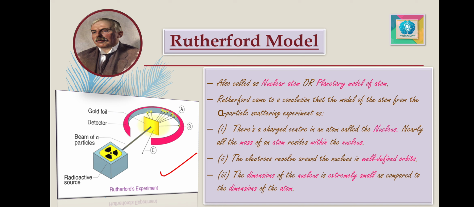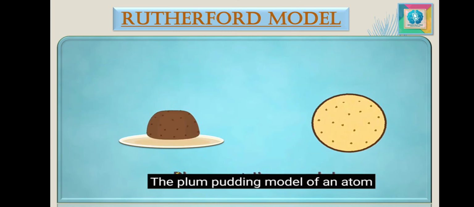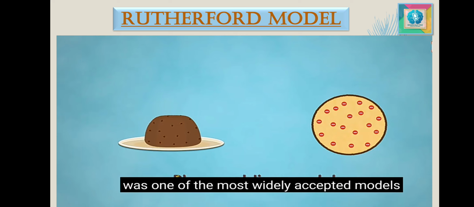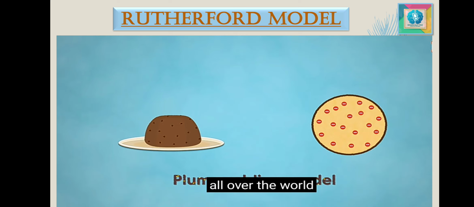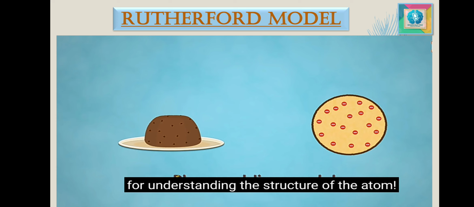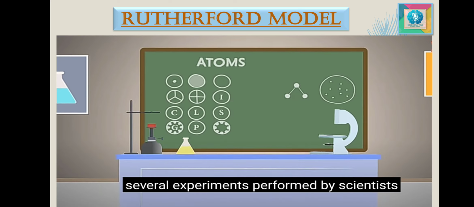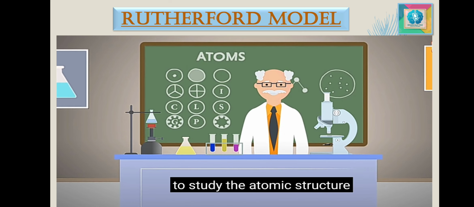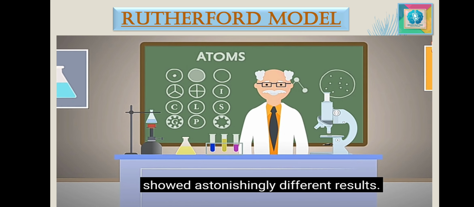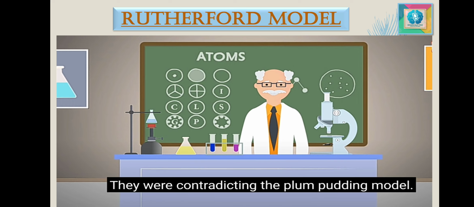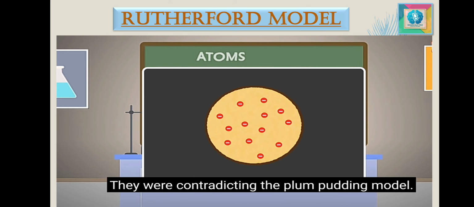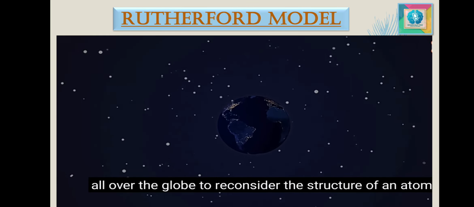So moving ahead, I am going to share with you all a 3D view of Rutherford's gold foil experiment. Thomson's plum pudding model was one of the most widely accepted models all over the world for understanding the atomic structure. Meanwhile, several experiments by different scientists were performed to study the atomic structure and were contradicting Thomson's plum pudding model. This was the reason many scientists reconsidered the atomic structure and studied it again.